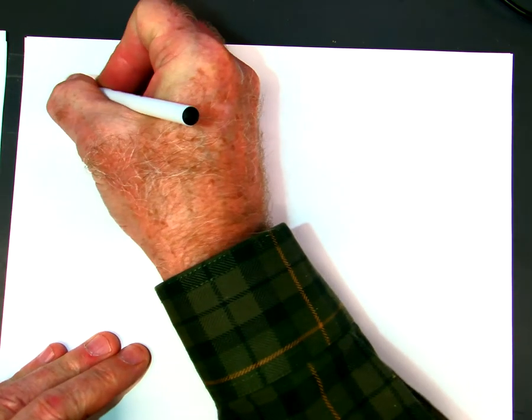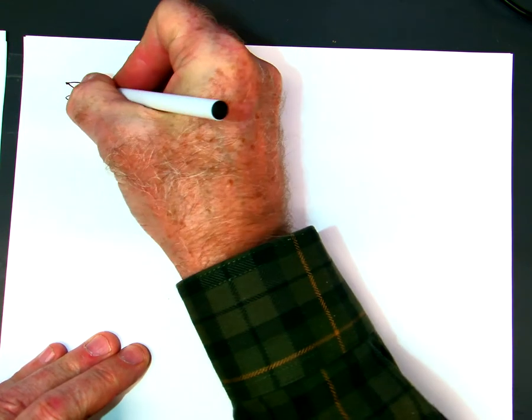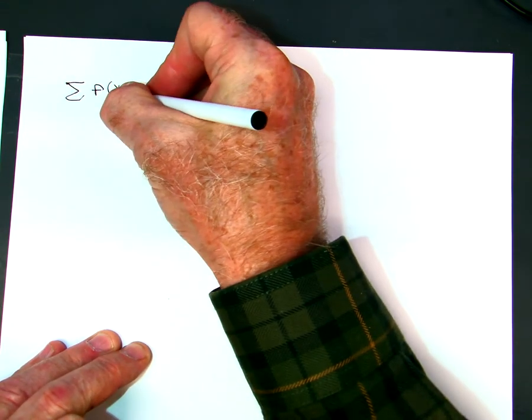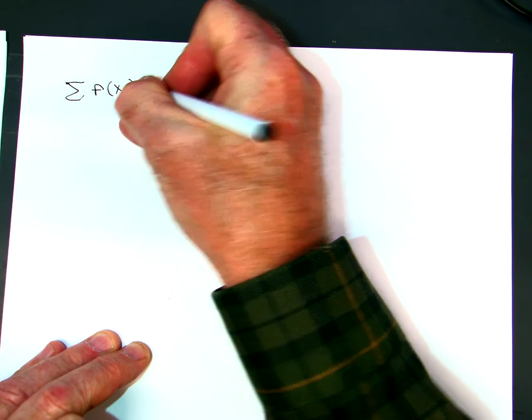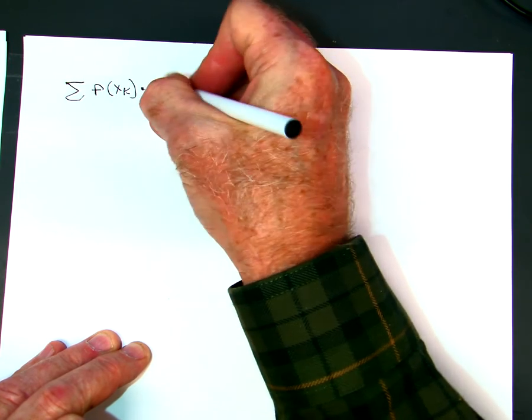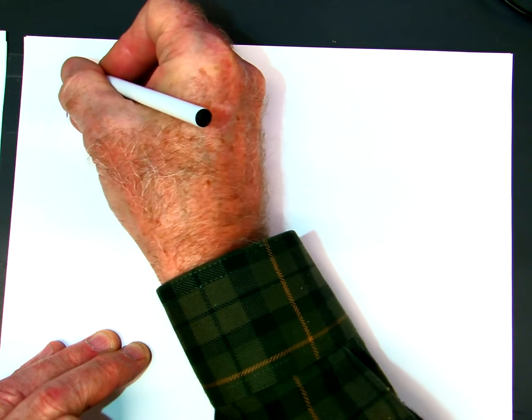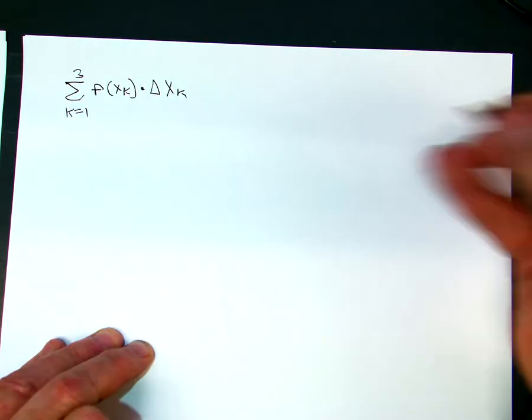This is a different kind of summation. This is going to be f of x_k times delta x_k. Now that doesn't mean anything. And we're going to do 3 of these. And these are just made up values.